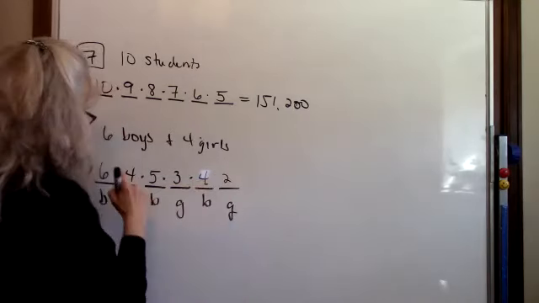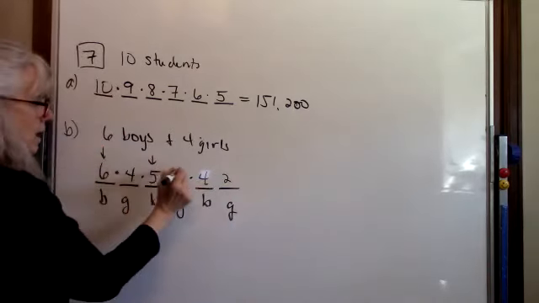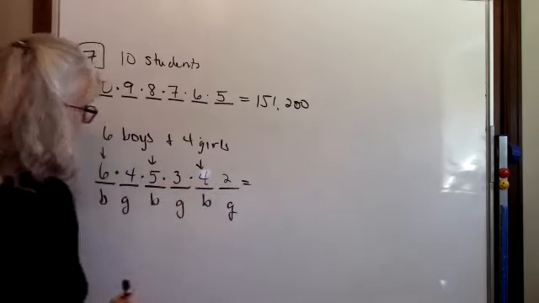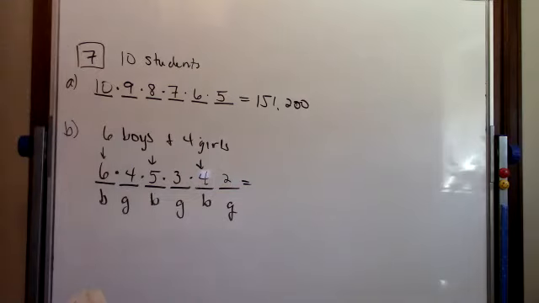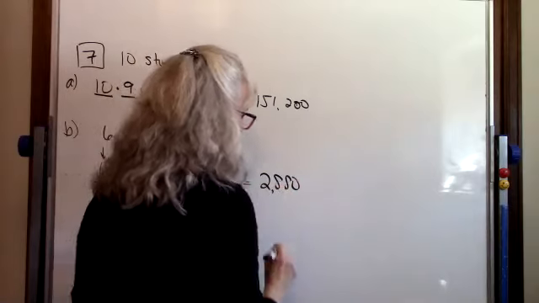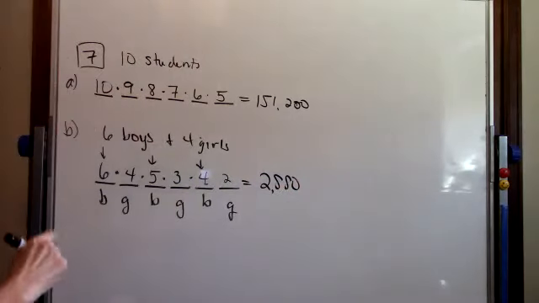So each time, you can see them counting down. So there's 6, the 5, and the 4. And then you can see the 4, the 3, and the 2. And if you multiply all that out, you're going to end up with 2,880 ways to put those 4 girls and 6 boys into the 6 seats.